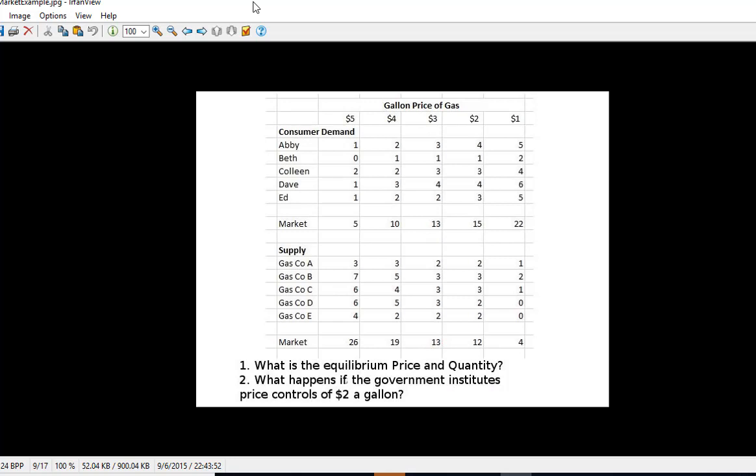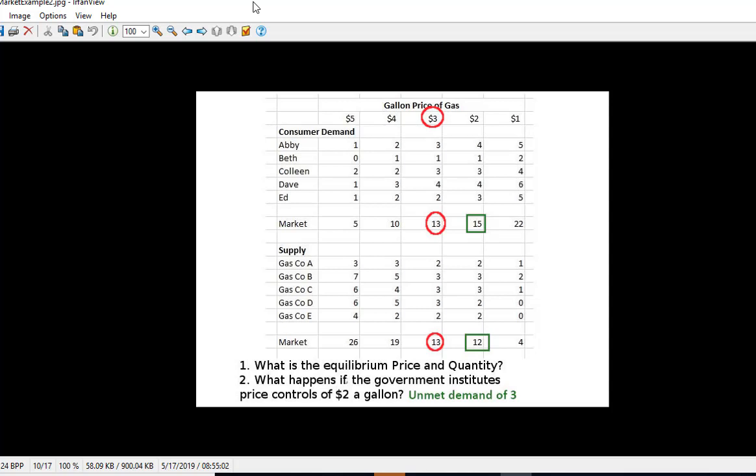So let's take a look at the market clearing. $3 is the market clearing price because the demand is 13 and the supply is 13. So 13 people buy it at $3 and 13 people sell it and everybody's happy.